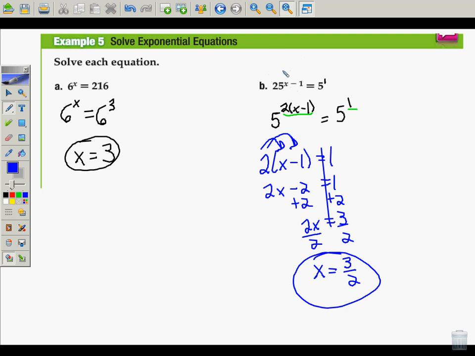Okay? Biggest thing, make sure the bases look the same. Once the bases look the same, we can set their exponents equal to each other, and then we can solve for x.